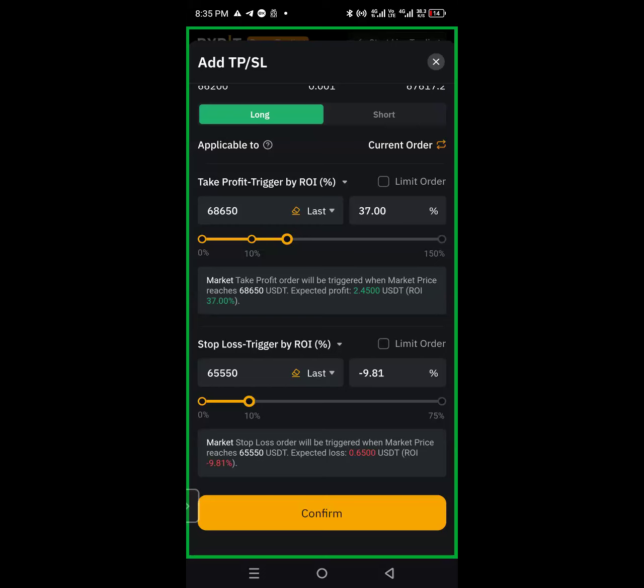When the TP price was at 71,350, the expected profit was showing $5. You saw it, which means you'll be making more than 5 times, which means the risk to reward of this trade is more than 5 to 1. So now let me go back to cost. But before I go there, let me just explain what's happening here. We are going to be risking 0.65 to make $2.45.